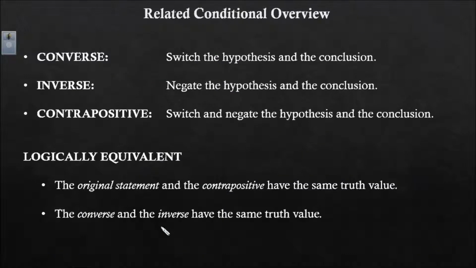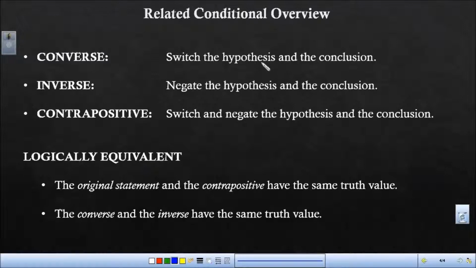Conditional statements, or related conditionals, overview. There are 3 types: the converse, where we switch the hypothesis and the conclusion; the inverse, where we negate the hypothesis and the conclusion; and the contrapositive, where we both switch and negate the hypothesis and the conclusion. We also have the idea of logically equivalent. Of the related conditionals, the original statement and its contrapositive have the same truth value all the time, and the converse and the inverse have the same truth value.